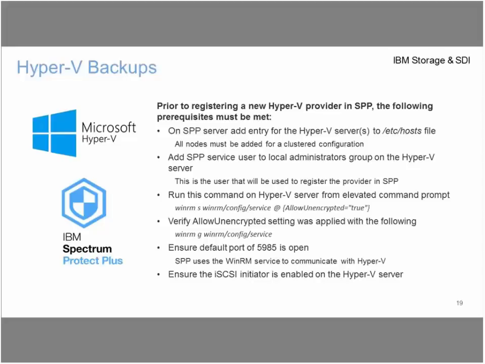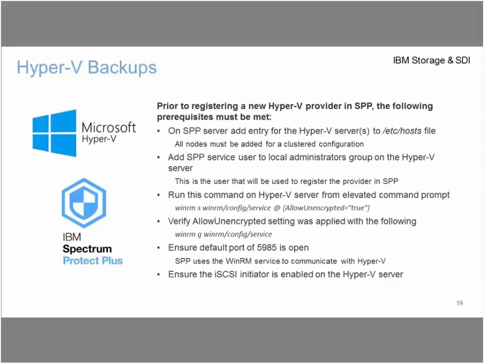You have to add the Spectrum Protect PLUS service user, the user that's going to be accessing the Hyper-V environment, to the local administrators group on the Hyper-V servers. We essentially need local administrator access in order to perform the tasks necessary. So whatever account you are specifying within Spectrum Protect PLUS as the account to access the Hyper-V environment, that account has to be a part of the local administrators group.